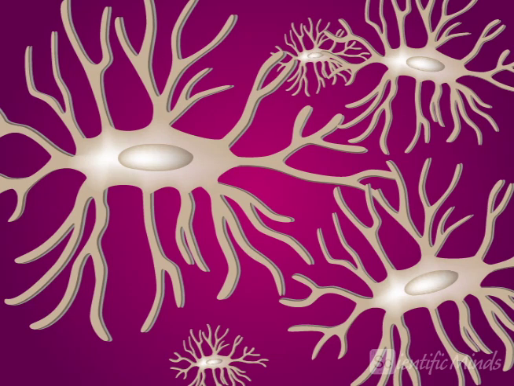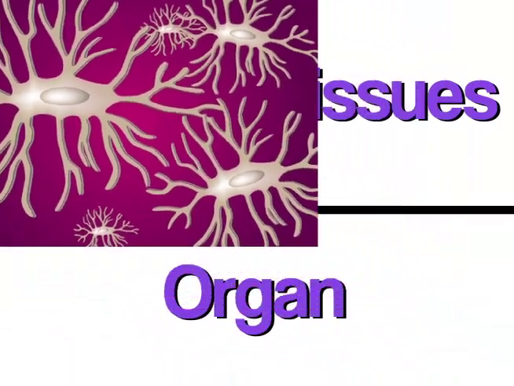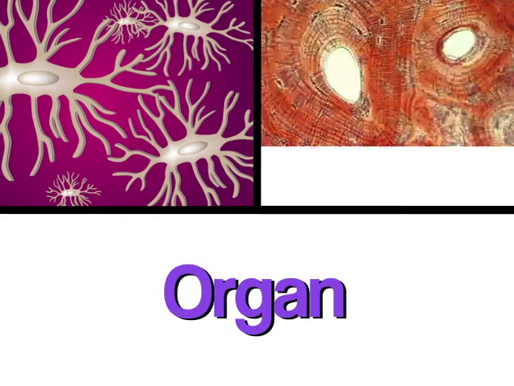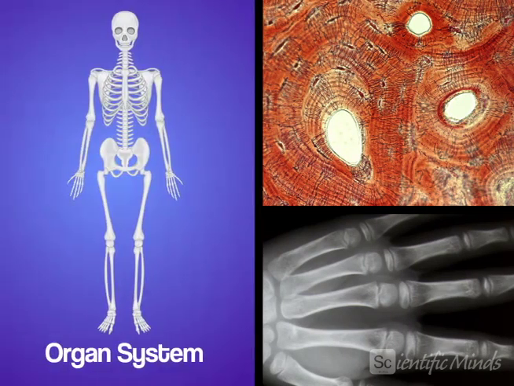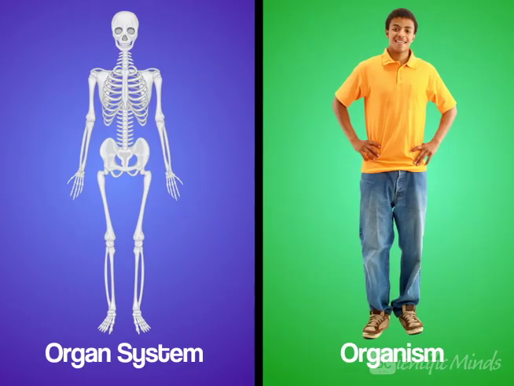Cells are the basic unit of living organisms. Cells join together to form tissues, which join to form organs, which then join to form systems. These systems join together to form an organism. But how does this happen?